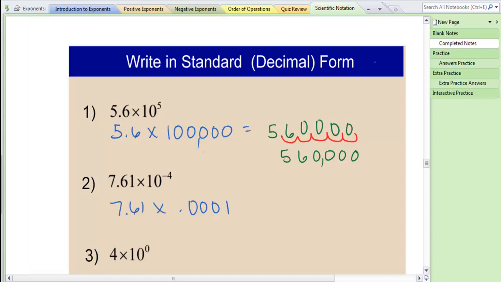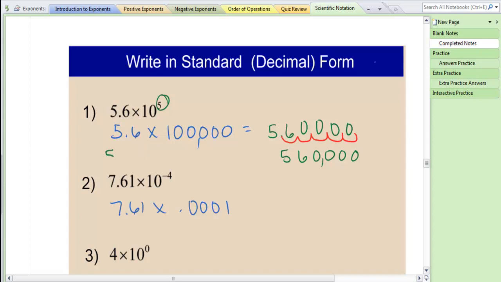Now, another way you can think about it: you know that you're moving your decimal 5 places. It doesn't mean that there's 5 zeros. It means that you're moving your decimal 5 places. So that means that you have to get past the 6, which is one place value, so you know you're going to have 4 zeros because you have 4 more place values to fill up. So that's a quick little way to think about it.